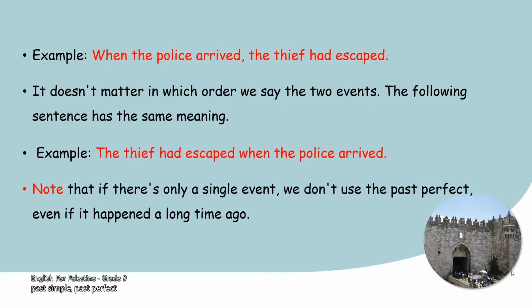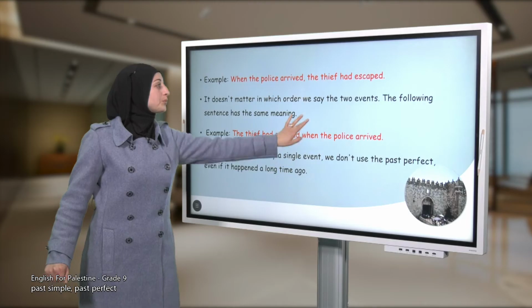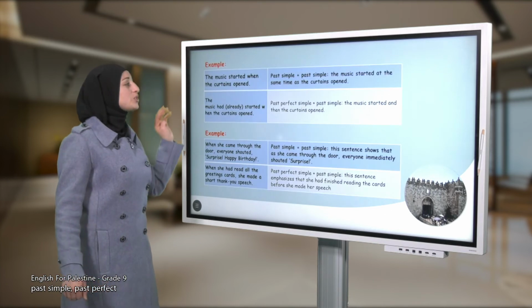Let's see some examples here. Please concentrate. Example number 1: When the police arrived, the thief had escaped. If we look at this sentence, it doesn't matter in which order we say the two events. The following sentence has the same meaning: The thief had escaped when the police arrived. So, we change the order, but we have the same meaning. Note that if there is only a single event, we don't use the past perfect, even if it happened a long time ago.